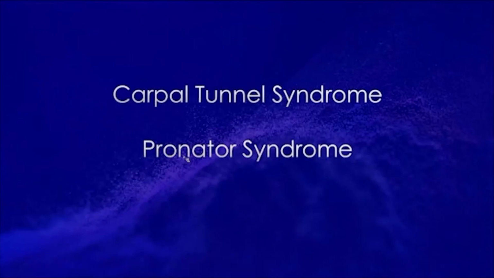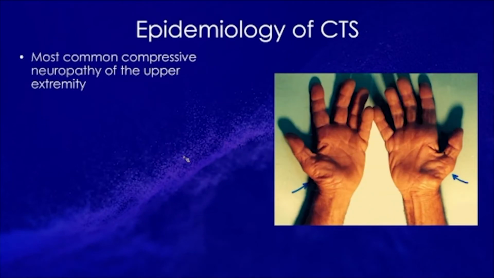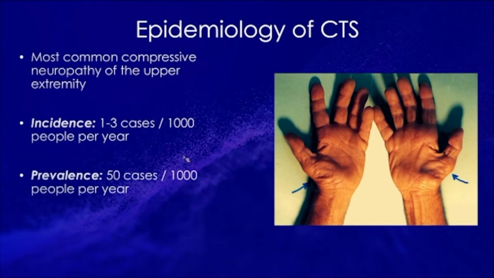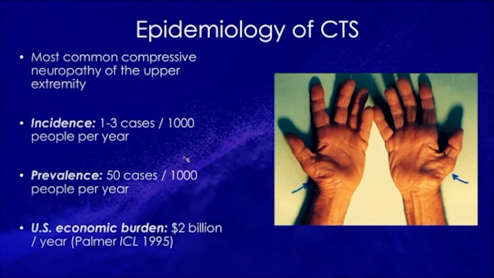So let's jump in. I'm going to talk about both carpal tunnel as well as pronator syndrome. Carpal tunnel is really the most common compressive neuropathy of the upper extremity. Incidence is about 1 to 3 cases per 1,000 per year. Prevalence is about 50 cases per 1,000. With an economic burden of $2 billion in 1995 money, you can imagine what that is today.